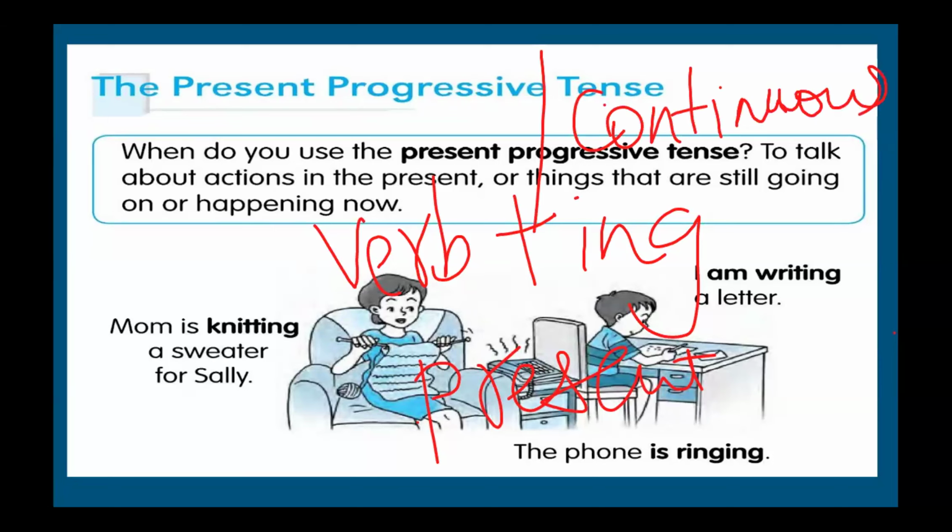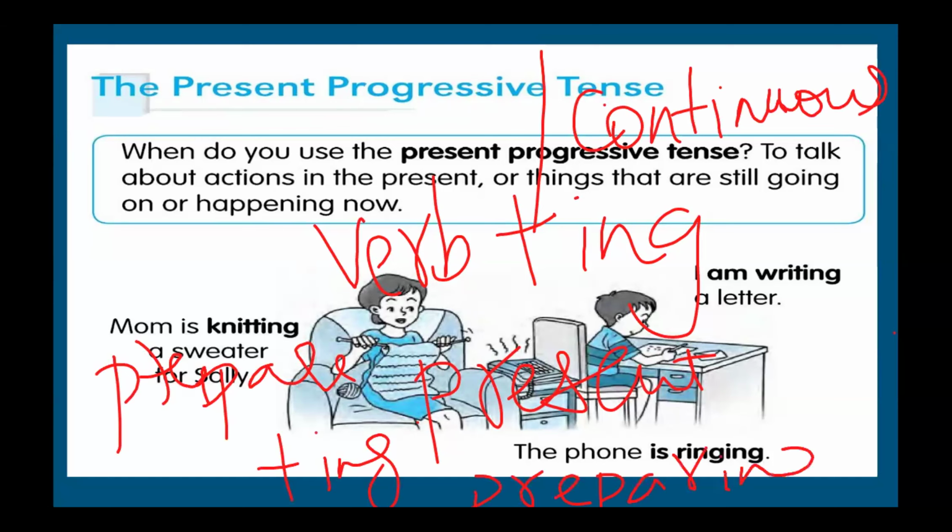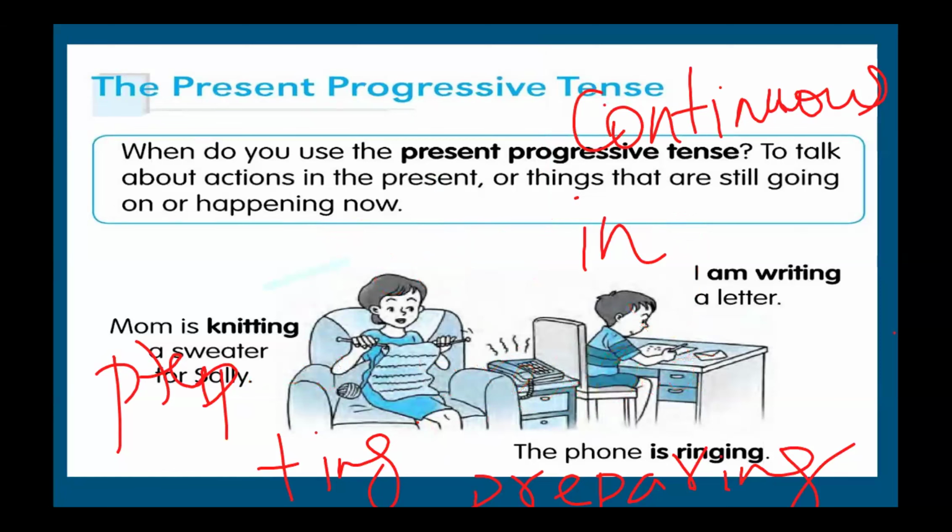You say, mom is cooking breakfast for me, or mom is preparing lunch for me. So what are you using? Prepare plus ing becomes preparing. Remove the e and add ing. Mom is preparing lunch for me. So this is your present progressive tense.